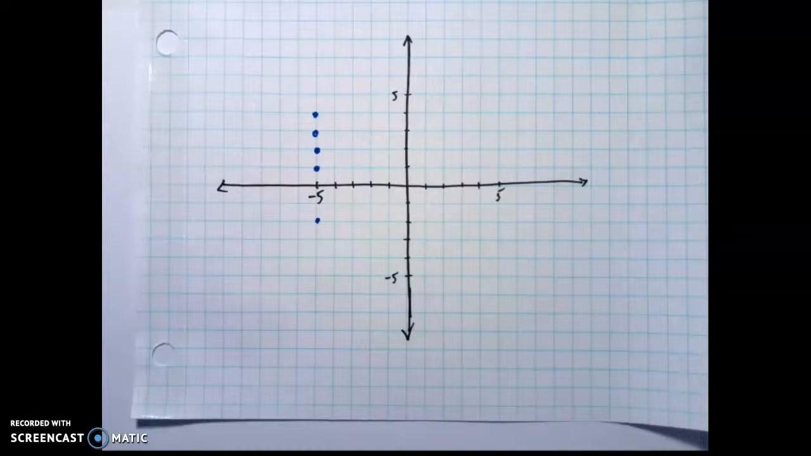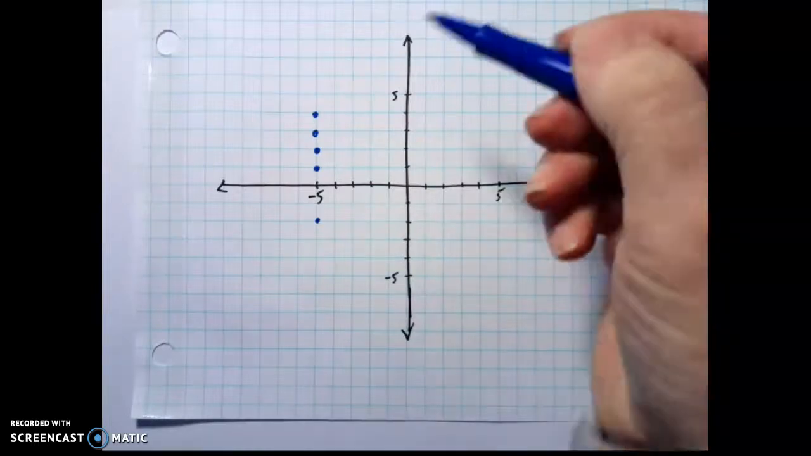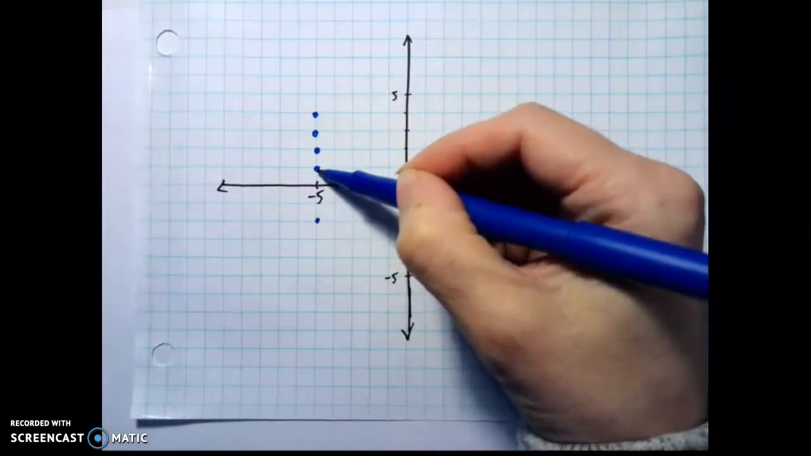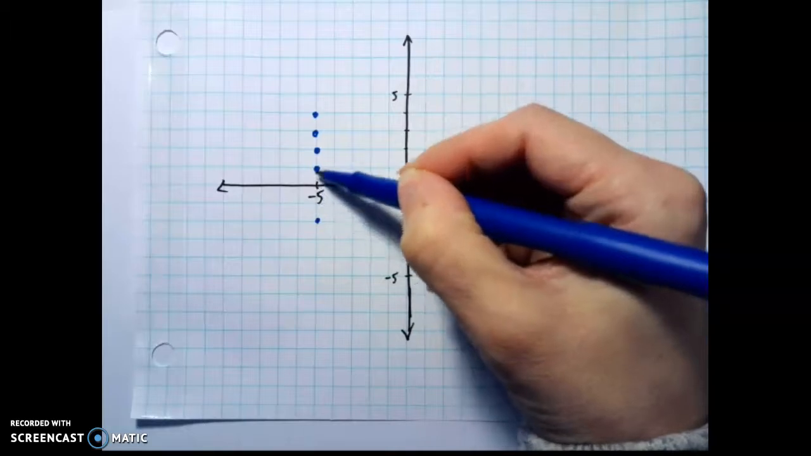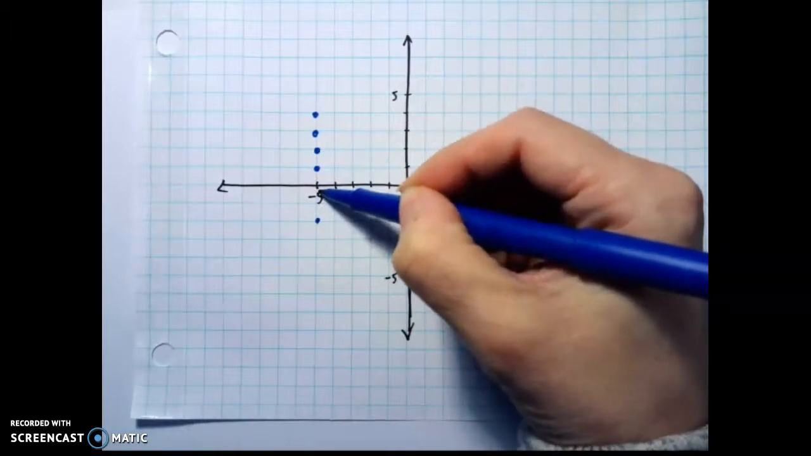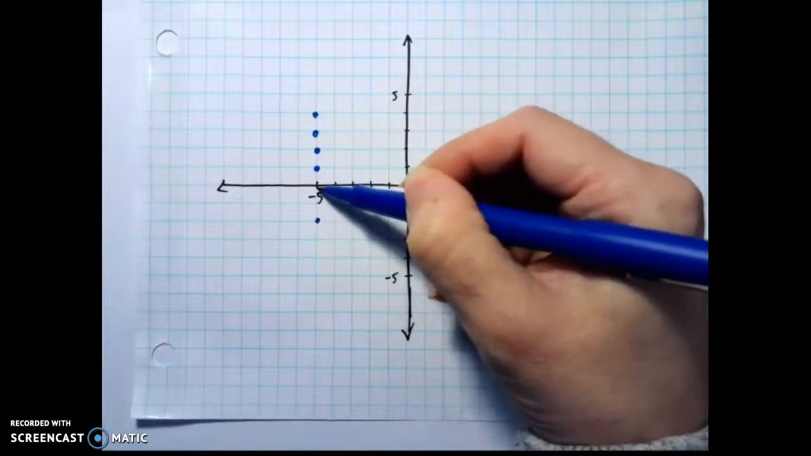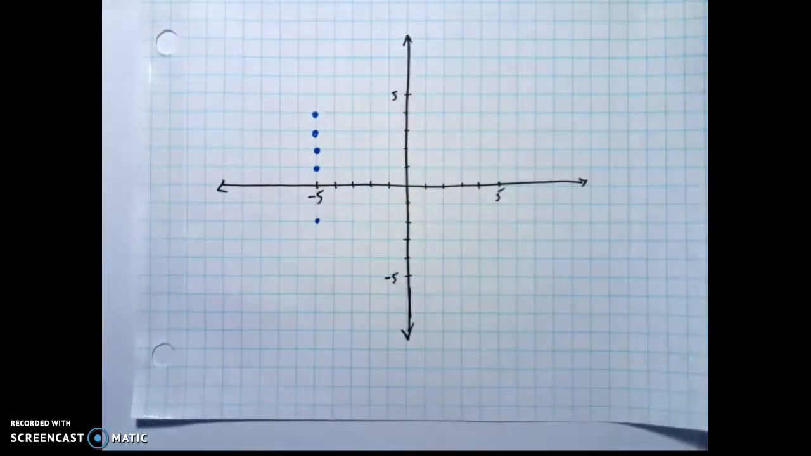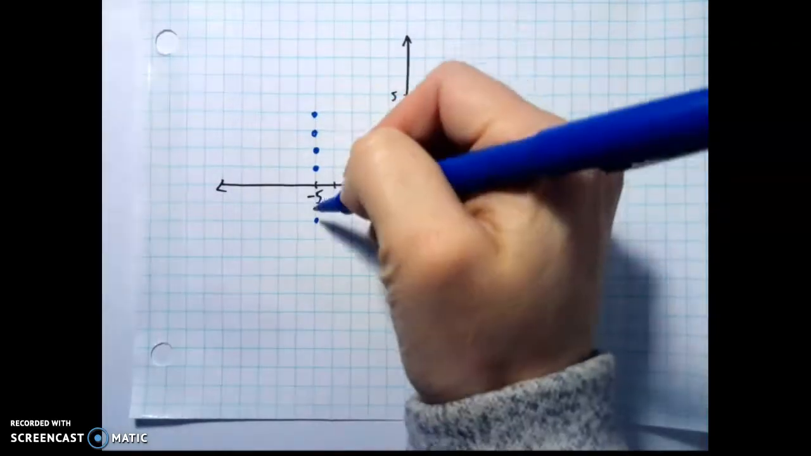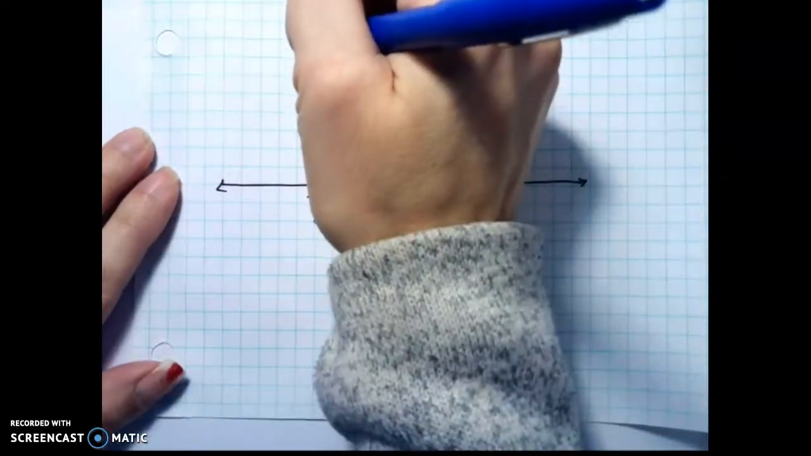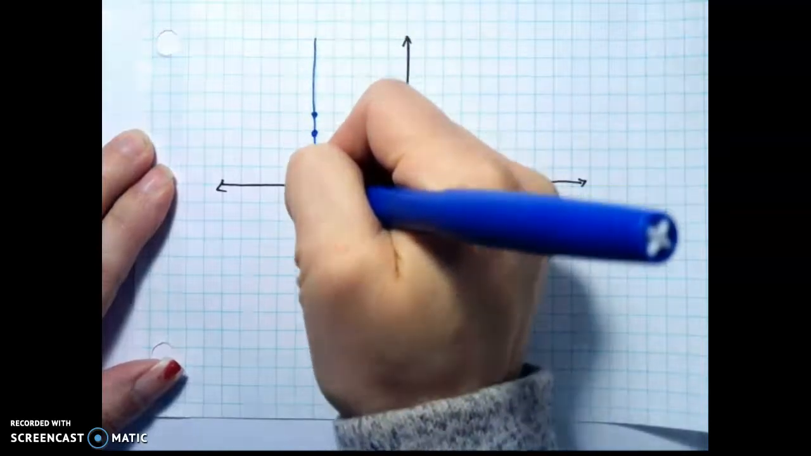All right, so here I've plotted those 5 ordered pairs on my coordinate plane. So I have (-5, 1), (-5, 2), (-5, 3), (-5, 4), and (-5, -2) all plotted. These 5 ordered pairs have the same x value, so they are equidistant from the y-axis in this case. And if we were to connect these points, we would have a line, but this line is vertical.